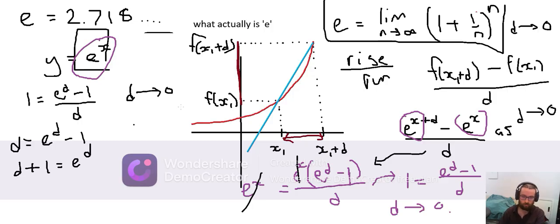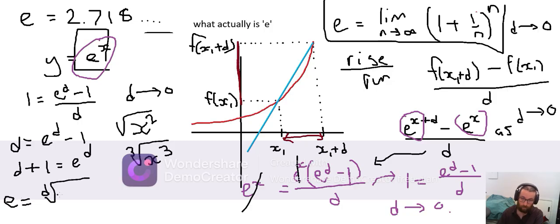So you should be familiar with the idea that if I have x squared, I need to take the square root. If I take x cubed, I can take the cube root. So for any general value, something to the power of d, I'm going to take the dth root. So if I take the dth root of both sides, I end up with e equals the dth root of d plus 1. Now my power rules tell me that the dth root of something is the same thing as that to the power of 1 over d. So I'm left with this as d approaches 0.